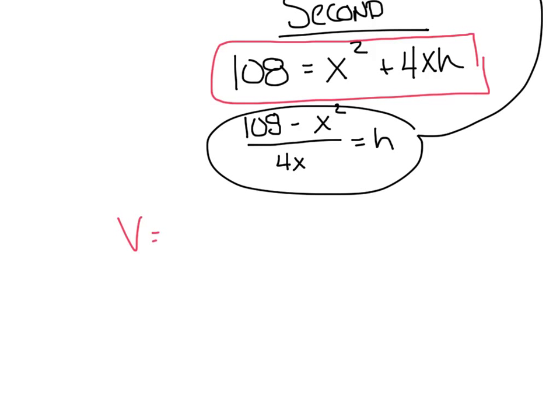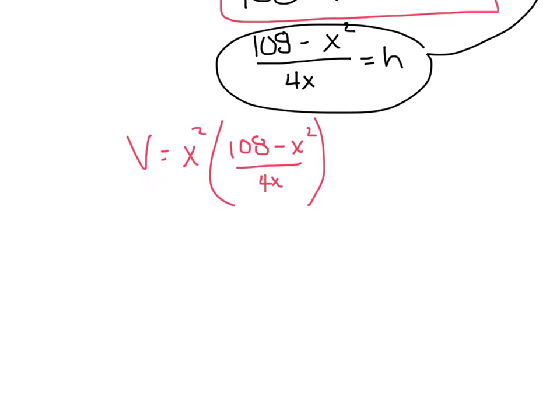So volume equals x squared times 108 minus x squared all over 4x. Now before I do any calculus, similar to related rates, clean this puppy up. It makes no sense to make your math harder. I'm going to cancel this x with one of those, okay? And I'm going to really bring that out as a fourth. So I'm going to distribute a 1/4 x. So 1/4 x times 108 makes 27x minus 1/4 x cubed.